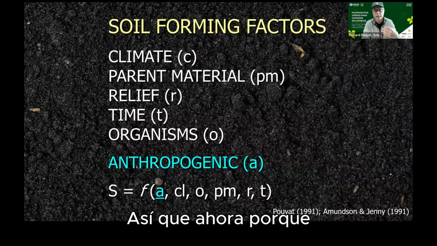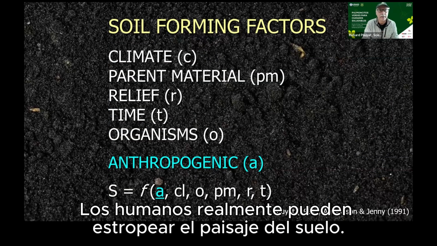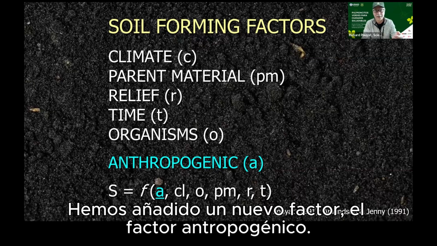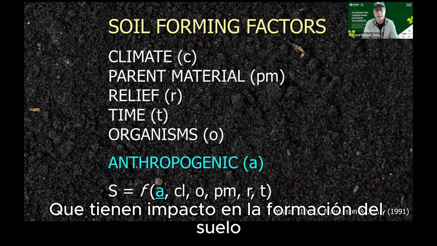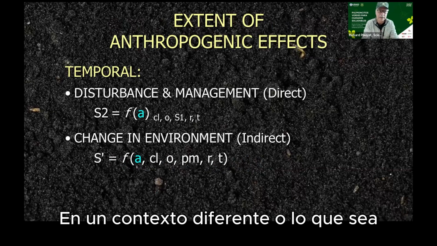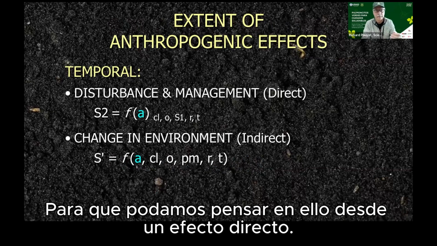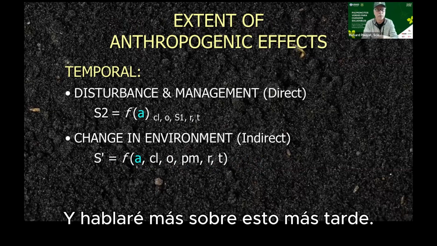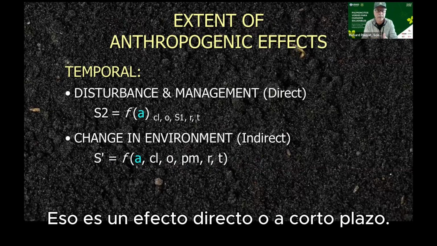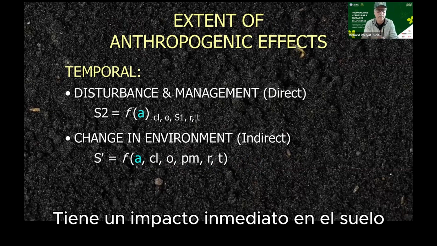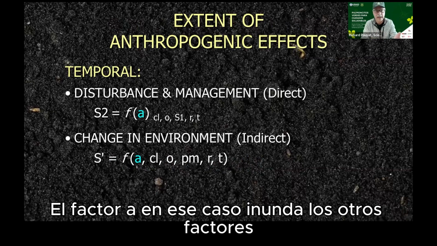So now, because humans can really muck up the soil landscape, we've added a new factor, the anthropogenic factor, A. So now we have 6 factors that have impacts on soil formation. And we have to look at it in a different context, however. We can think of it from a direct effect, and I'll talk more about this later, of disturbance and management. That's a direct effect. It's short-term and has an immediate impact on the soil. Essentially, the A factor, in that case, swamps out the other factors, right?